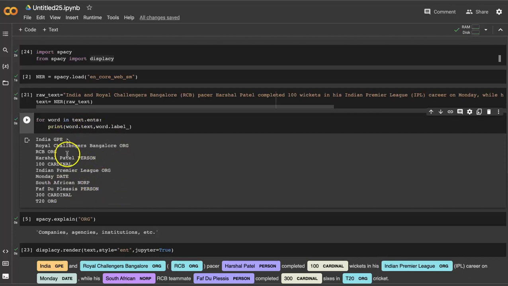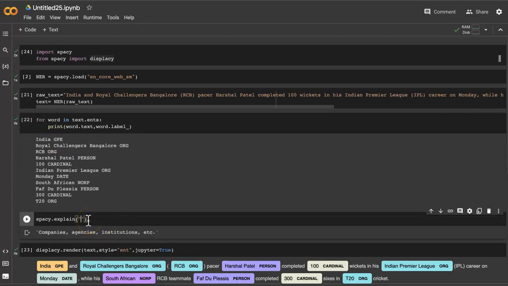You can also see what these different labels mean. You can just type spacy.explain. Suppose you don't know the meaning of GPE, you can just write GPE and run it.